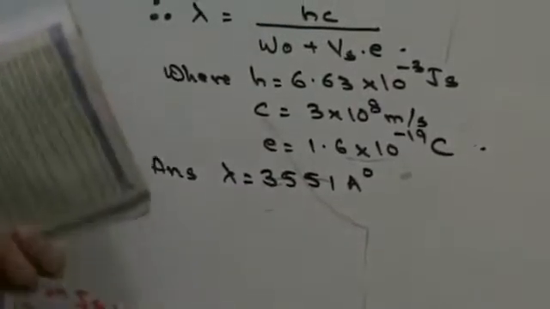Last sum to finish the chapter. Light of wavelength 2 into 10 raised to minus 7 meters is incident, stoppage potential is 2 volts. Find the threshold wavelength. That's it.